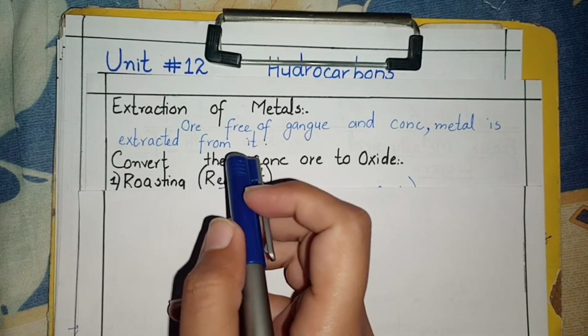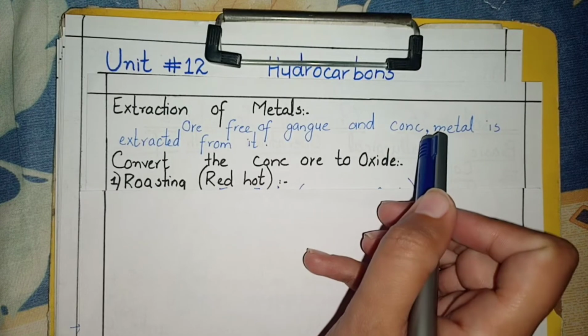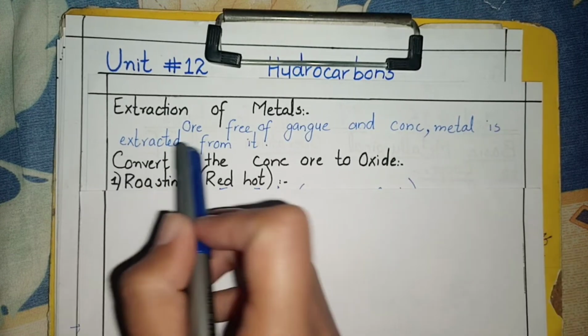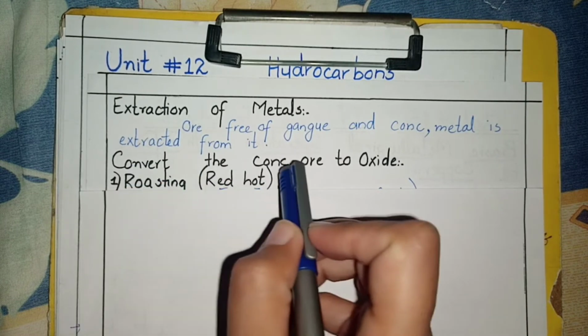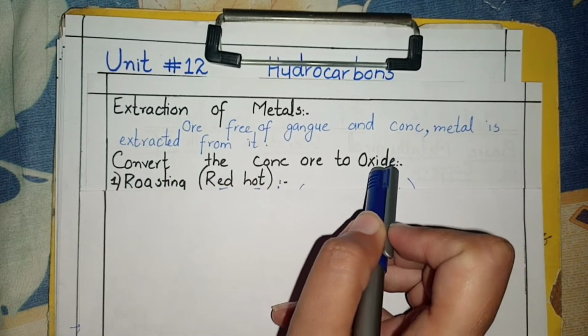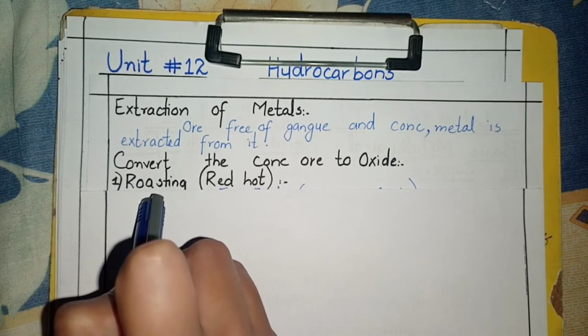Extraction of metals. When the ore is free of gangue and concentrated, metal is extracted from it. The first one is to convert the concentrated ore to oxide. Following methods are used. First one is roasting.